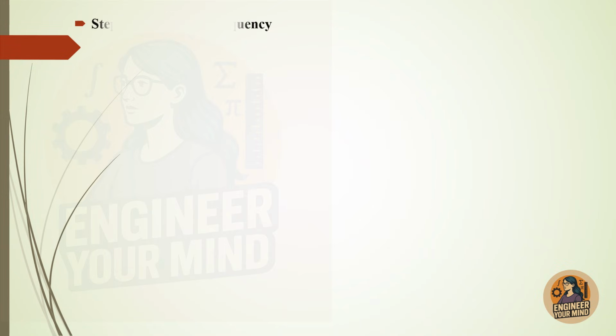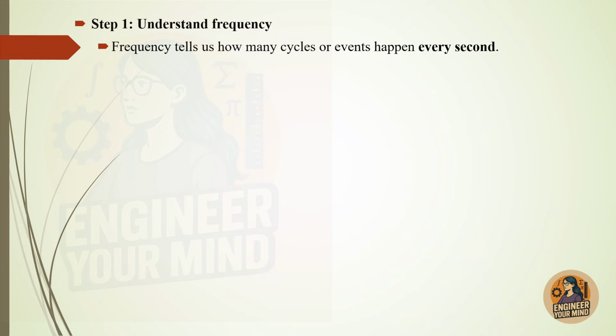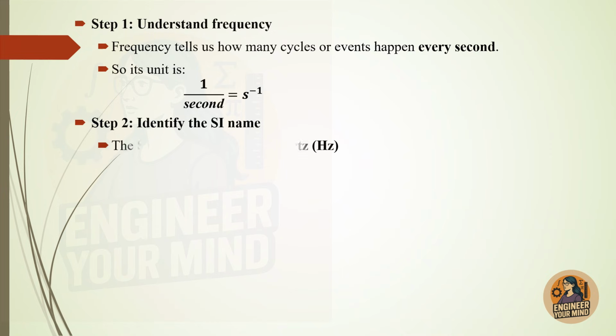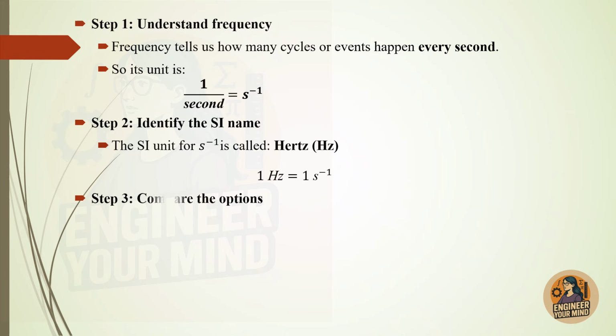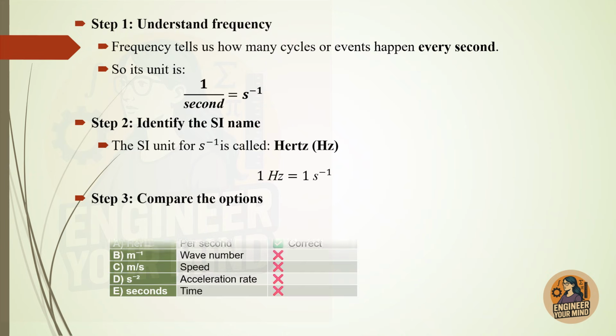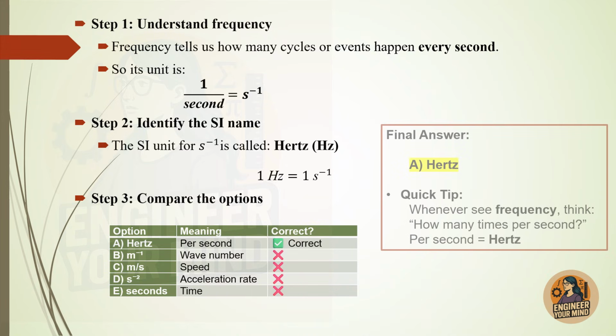Step 2. Write the unit mathematically. Since frequency means events per second, its unit is 1 divided by second. In symbols, this is written as 1 over second, or simply per second. Step 3. Identify the SI unit name. The SI unit for 1 over second is called the hertz. 1 hertz means 1 event per second, so 1 hertz equals 1 per second.